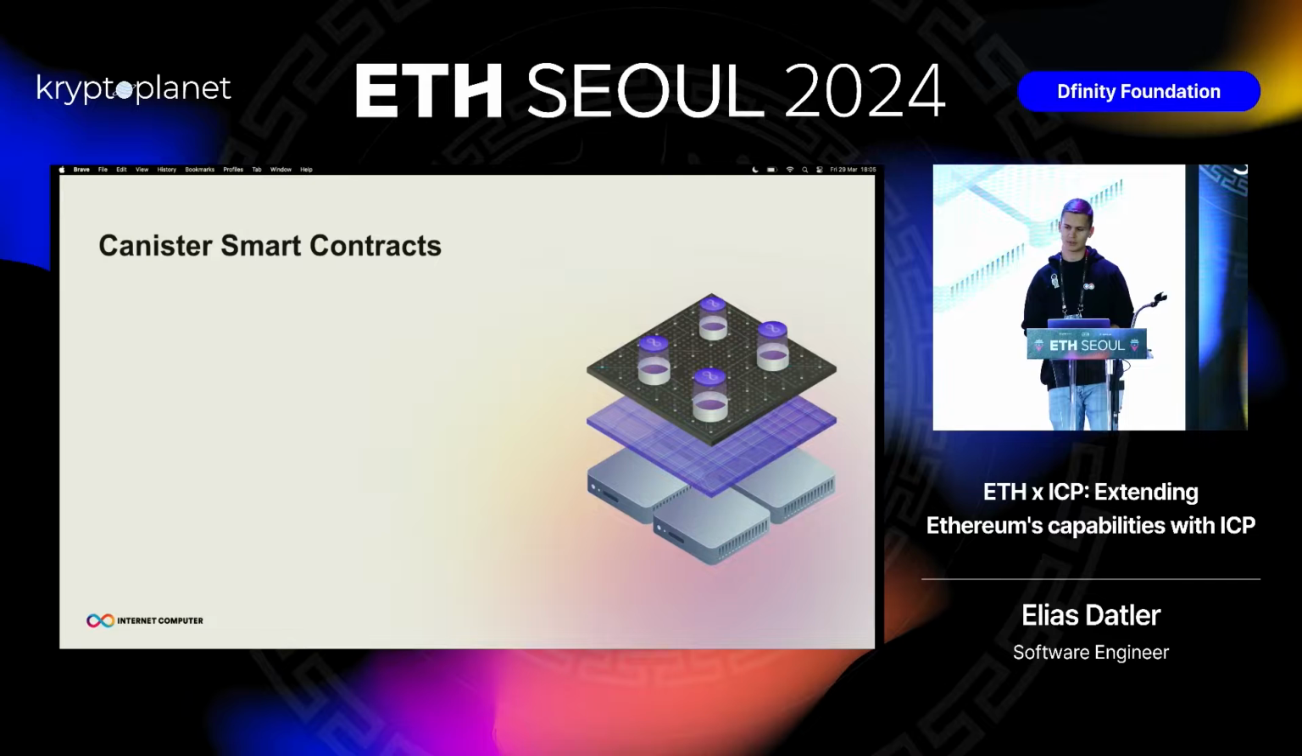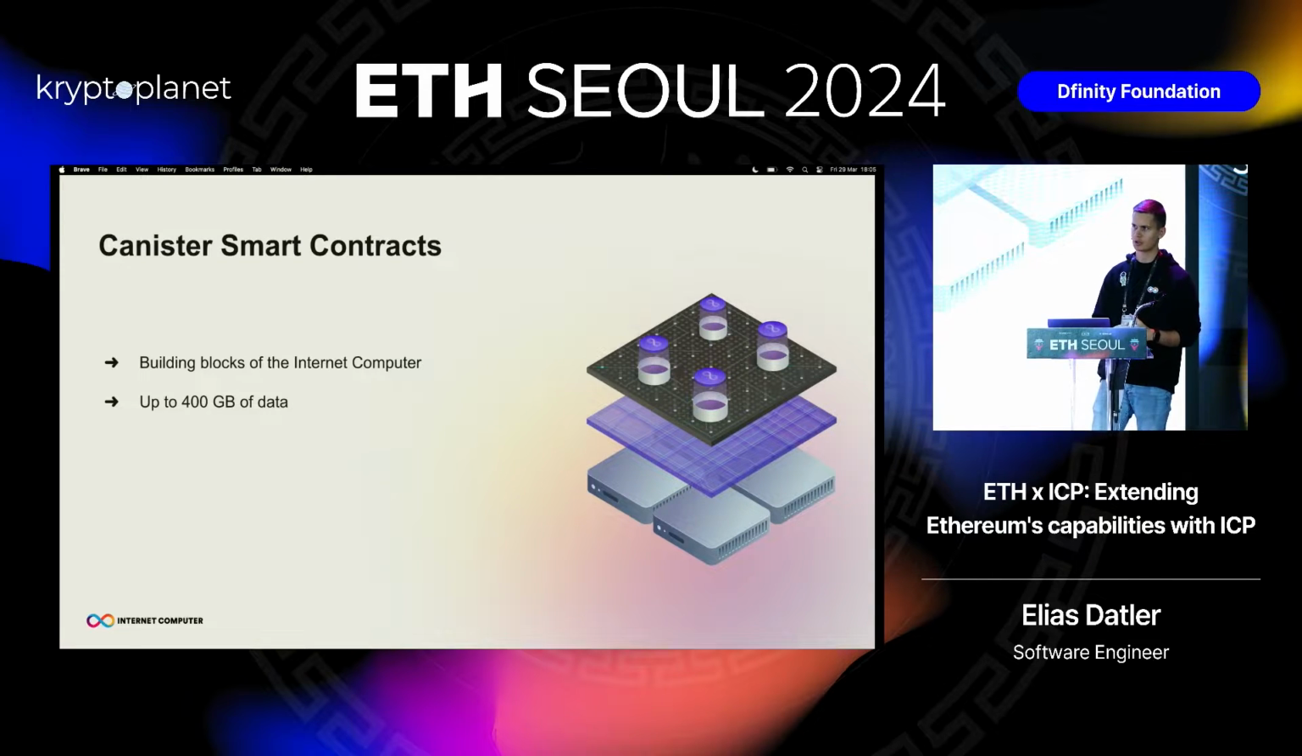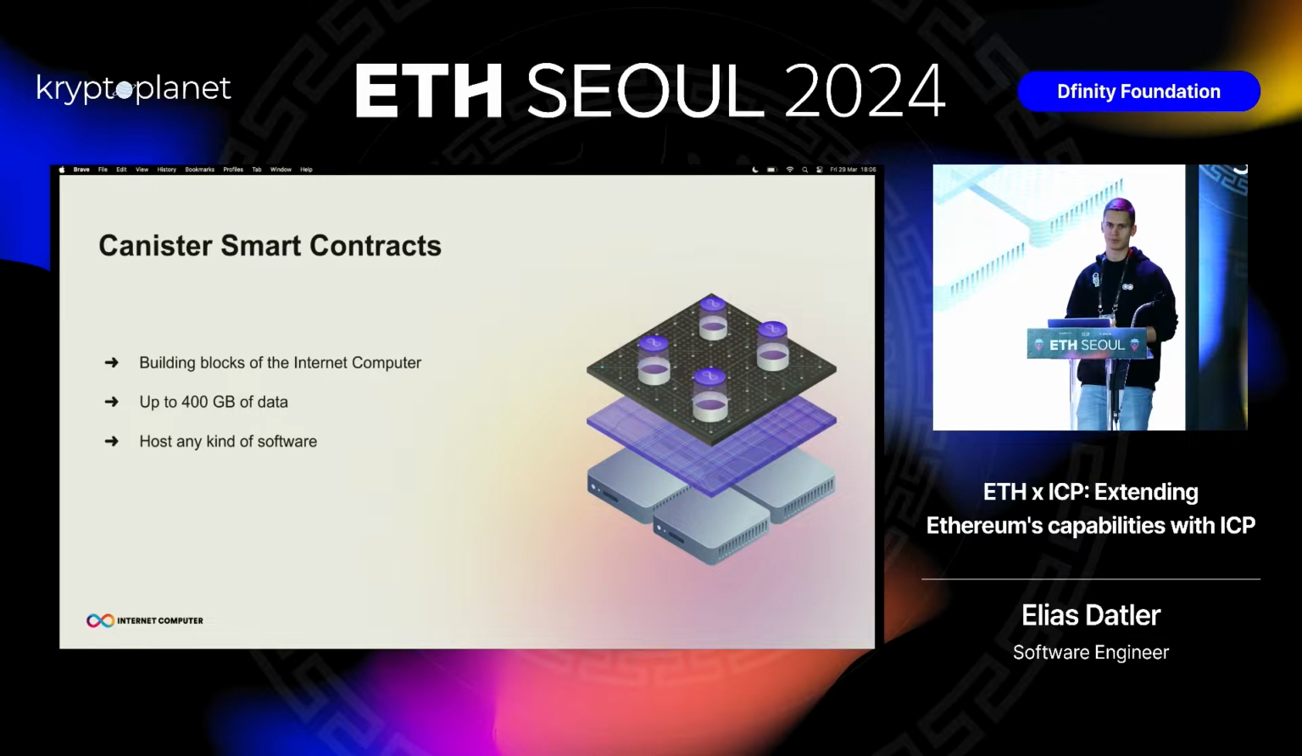Now, on top of this cloud environment, run what's called Canister Smart Contracts, and they're an evolved form of normal smart contracts you might be familiar with from other blockchains. And those make up the main building blocks of the internet computer. And they're really not like traditional smart contracts. So they can host, for example, up to 400 gigabytes of data. And you can really have any kind of software running in there with almost no limitations.